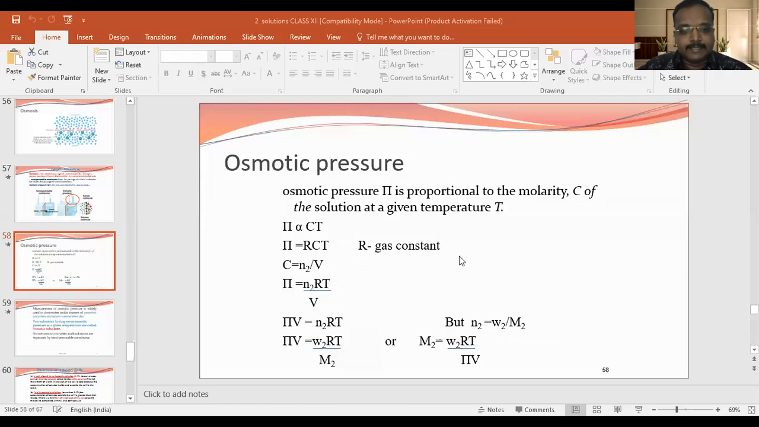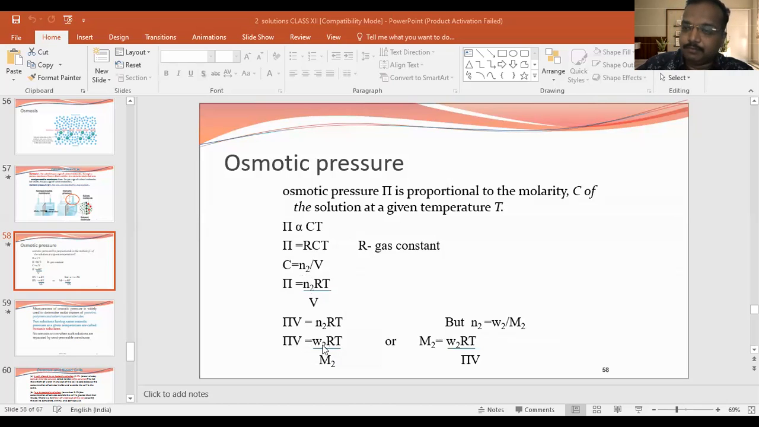As we have learned, osmotic pressure pi is proportional to CT. Once again, for those who were absent, pi is proportional to CT. From that we get pi is equal to RCT. From that we have calculated pi V is equal to n2 RT. This must be remembered. So when you put that value n2 in it, pi V is equal to n2 RT, where n2 is actually the number of moles.